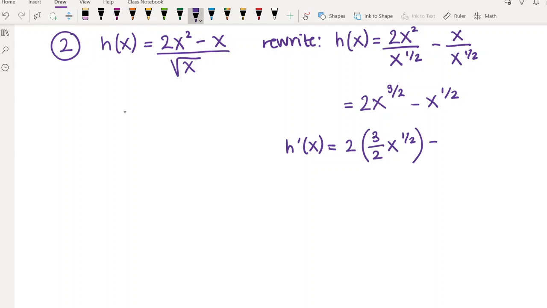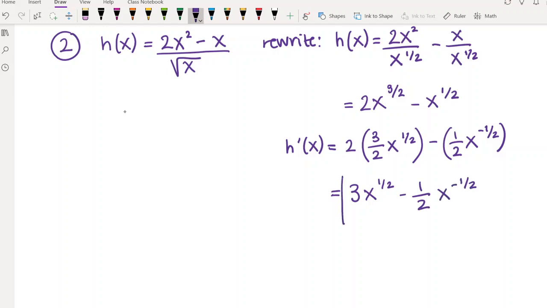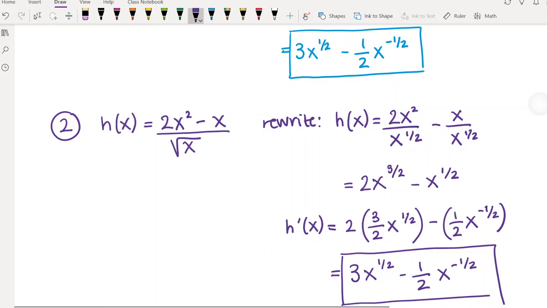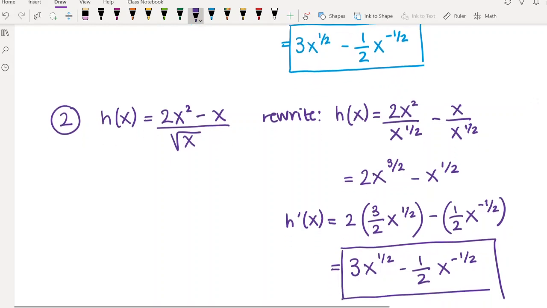And then for the second one, we're going to bring down the 1/2, and then we have x to the negative 1/2 because we're subtracting 1 from 1/2. And if we simplify this, if we multiply together, we get 3x to the 1/2 minus 1/2 x to the negative 1/2. And lo and behold, I hope, yes, it matches. It's the same. And look how much less work that was.